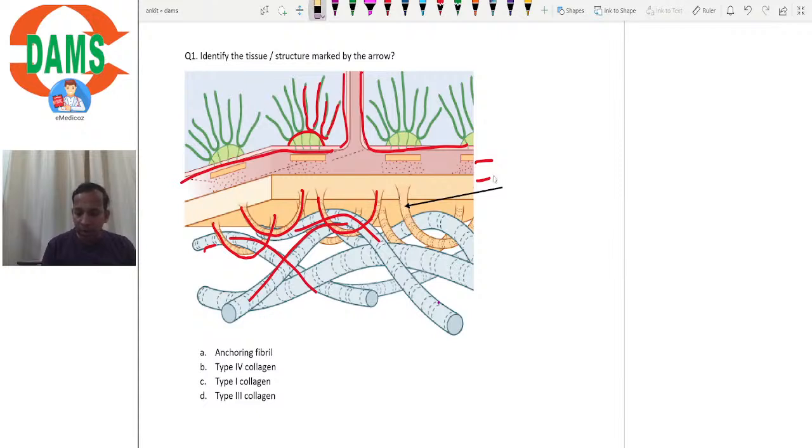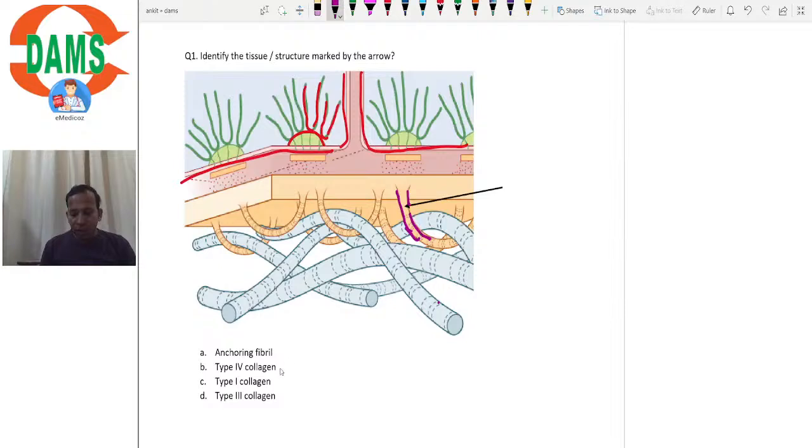Let me delete these markings. As you can see, the arrow is pointing towards this looping structure. It's pointing towards this loop. So what do you think this loop represents? Which tissue does this loop represent?